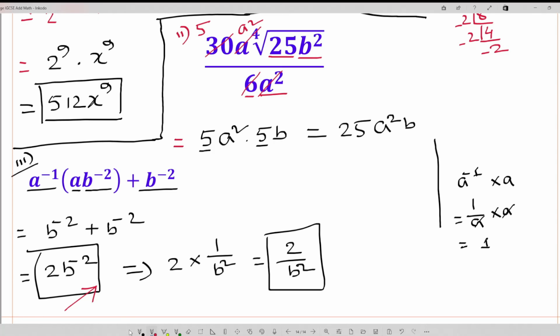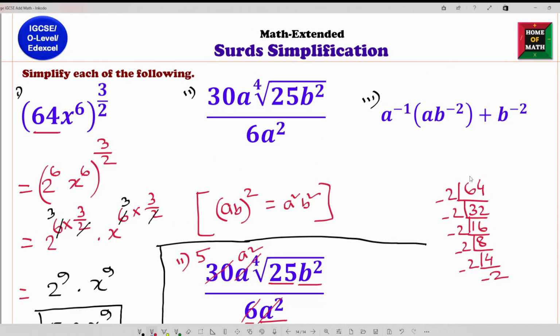Okay. So no more today. We are trying to simplify 3 short surds. So it's a very important question for IGCSE, O-Level and Edexcel.